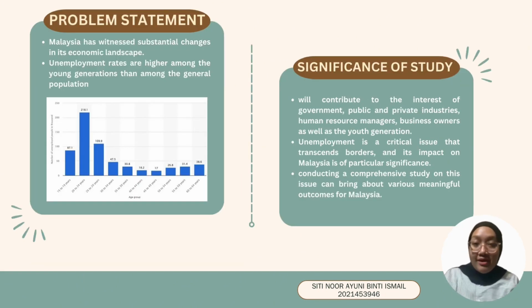Alright, so for the problem statement, over the past decade, Malaysia has witnessed substantial changes in its economic landscape, marked by a growing emphasis on urbanization and an increase in FDI. Data from DOSM reveals that the employment rate in Malaysia has experienced fluctuations, with a recent rate of 11.7%. This phenomenon is not isolated, as it coincides with an average inflation rate of 3.38%, reflecting the broader economic dynamics.